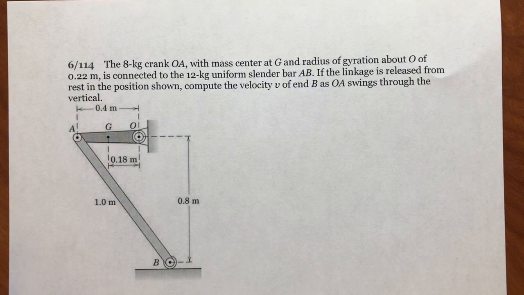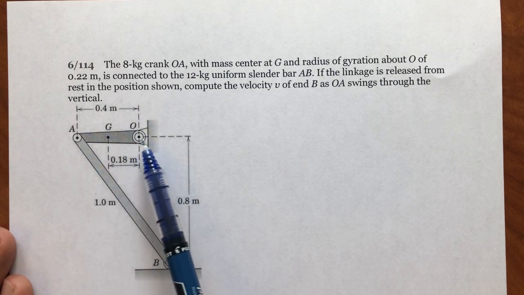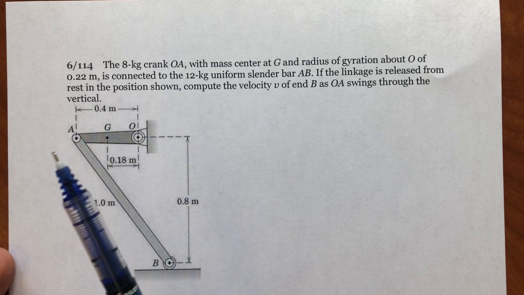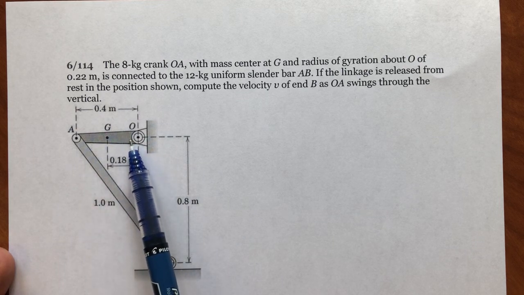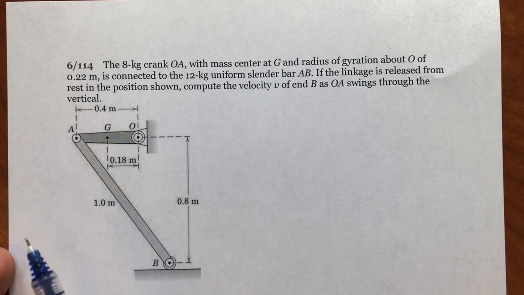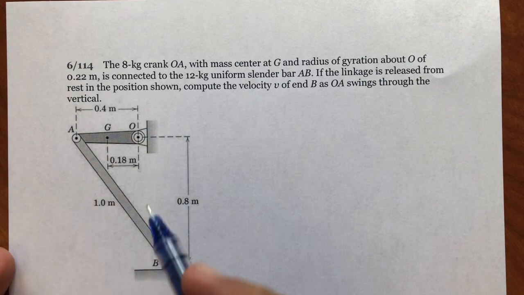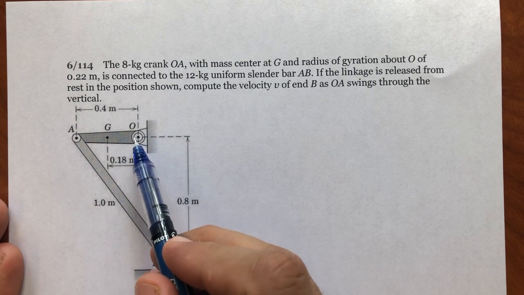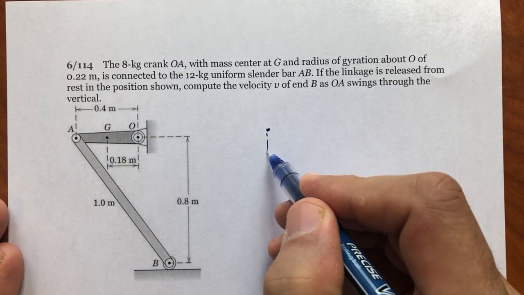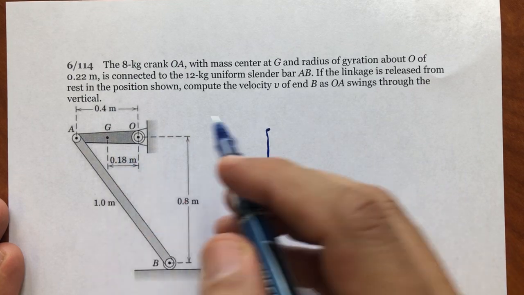Problem 114. Here we have two links, a crank and also an AB link. We are releasing everything from rest from this condition. We know the mass and also the mass moment of inertia of this crank about point O. Also, we know the mass of AB. So due to gravity, it's going to fall down and go to this condition.